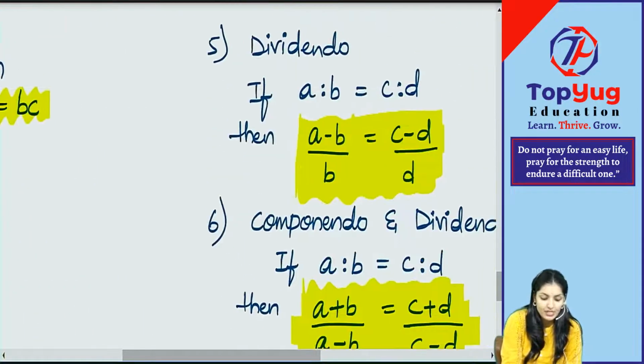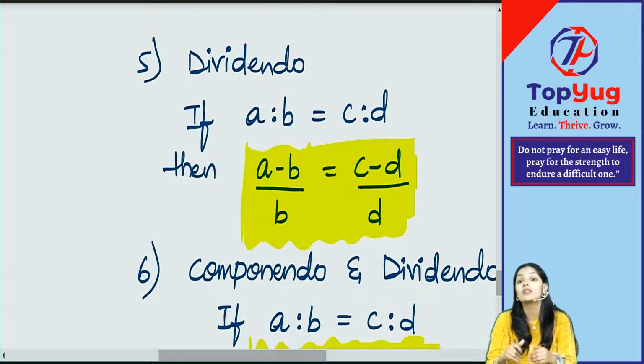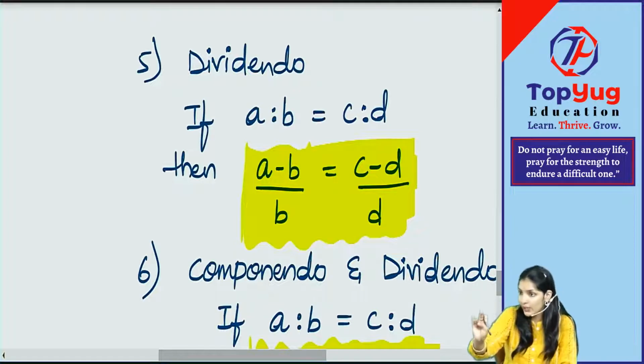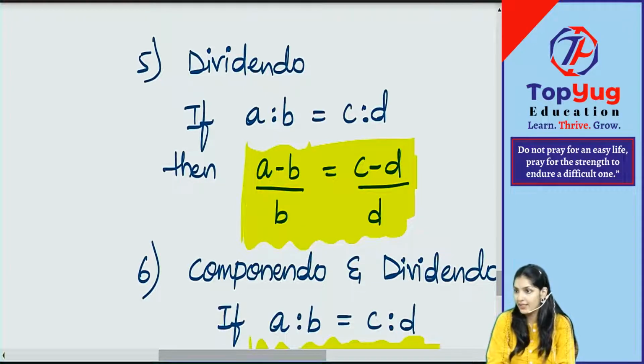Basically componendo and dividendo are asked most of the times together, but we are learning separately and then we'll mix it. So in componendo you will add, in dividendo you will subtract. Subtract you will write in the numerator. A minus B by B is equal to C minus D by D.